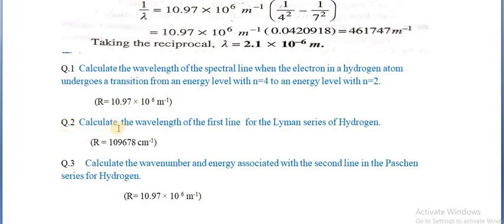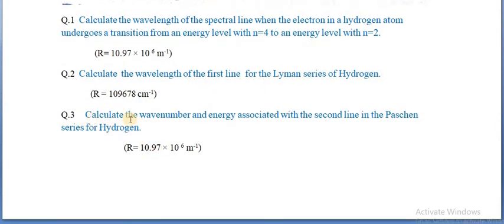Similarly, question number 2: calculate the wavelength of the first line for the Lyman series of hydrogen. Lyman's first line, where the value of n1 is 1 and the value for n2 is 2. The value for R is given in centimeter. And question number 3, calculate the wave number.